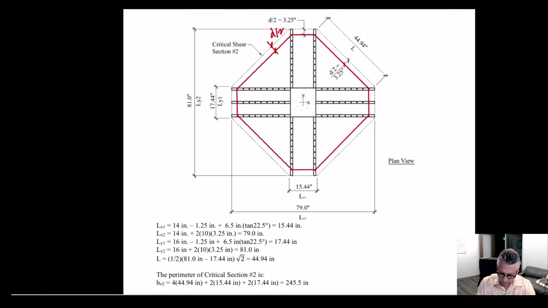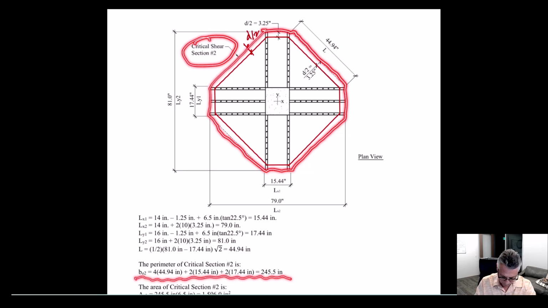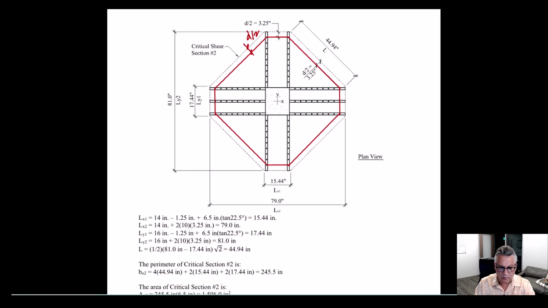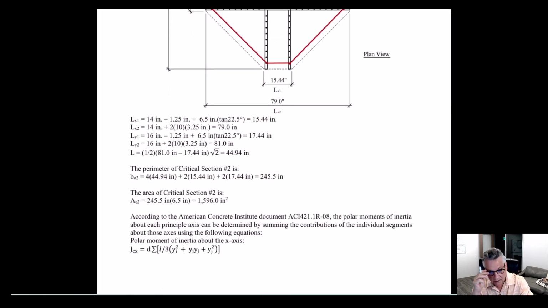Okay, so we've come up with this. We can calculate the new critical section 2 area, much larger than critical section 1 was. And the area, we just take that, multiply it by D, and we get the punching shear area about that. Now, I had to do some research on this next part. ACI 421.1 had a statement in there that the polar moments of inertia can be used by doing what I'm going to do, looking at the individual segments.